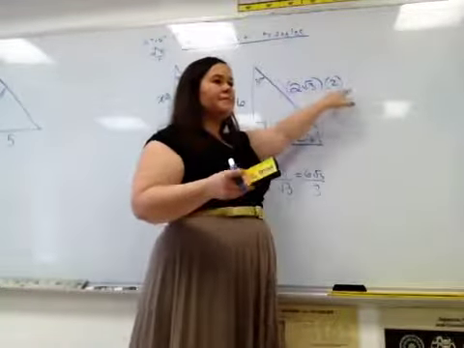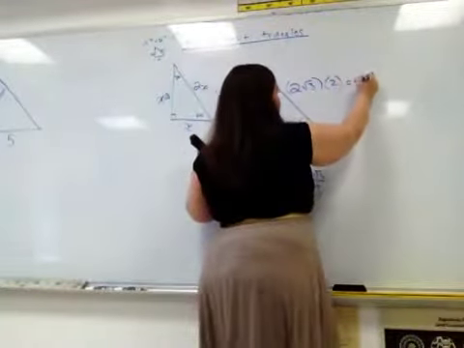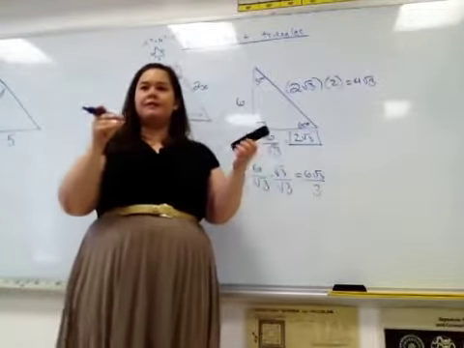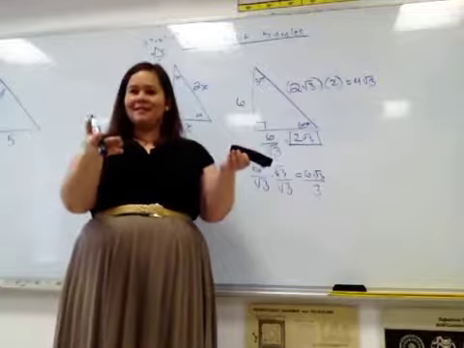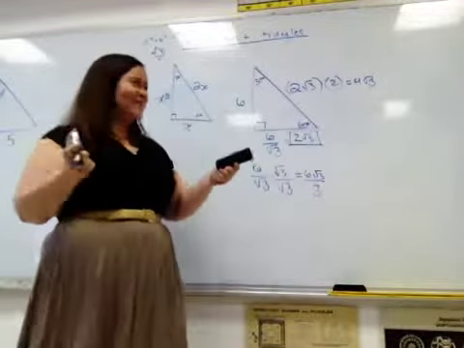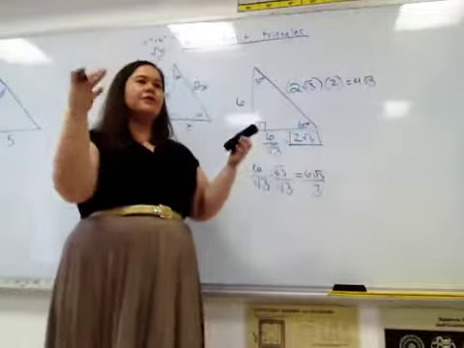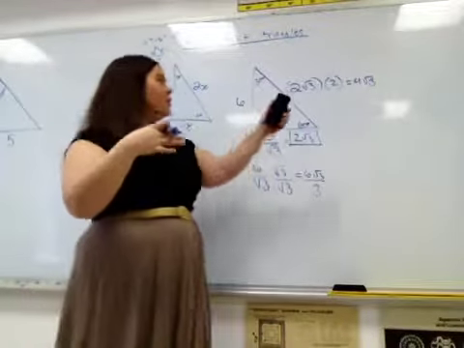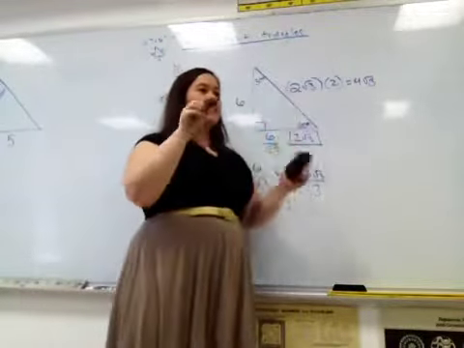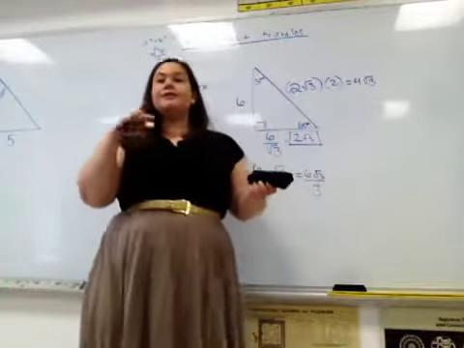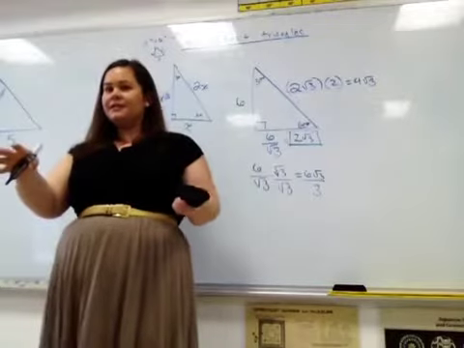2 radical 3 times 2 is 4 radical 3, because you have whole numbers that get multiplied. So whenever you have a radical and you're multiplying by a whole number, only the number on the outside gets multiplied.